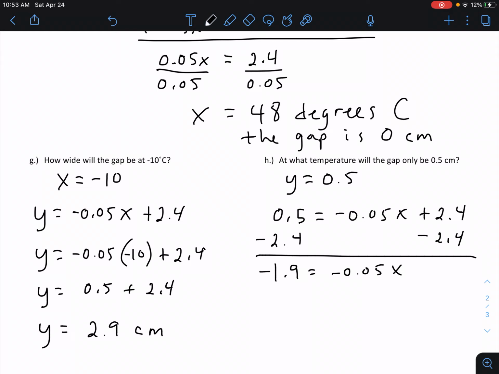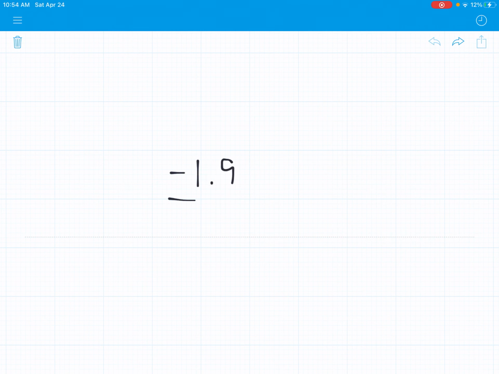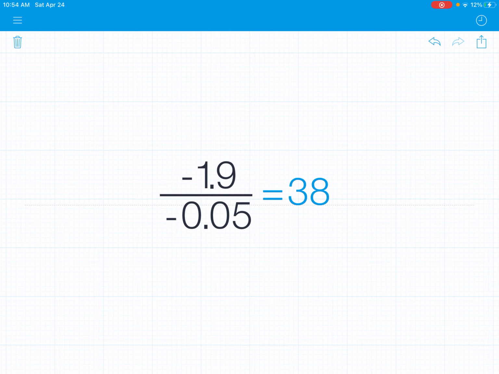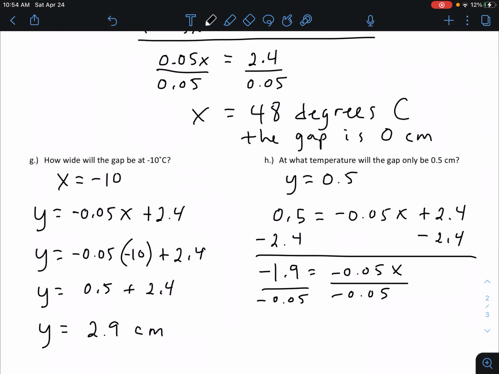And then I just divide by that negative 0.05, right? And one thing to notice right away is you're dividing a negative by a negative, so we know our answer is going to be positive. All right, but I don't know what negative 1.9 divided by 0.05 is, so let's go to a calculator. Negative 1.9 divided by negative 0.05. Magic. 38. You might be like, hey, wait a minute, that was twice. Maybe you saw something there. All right, so x is 38.